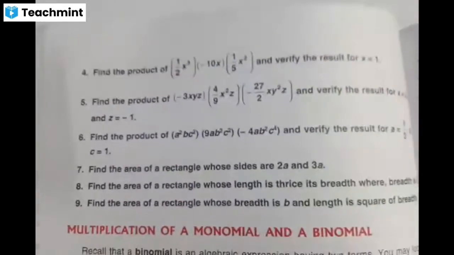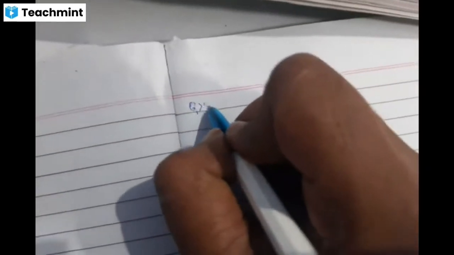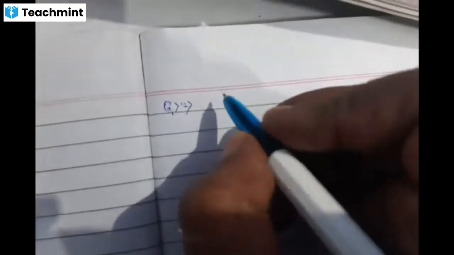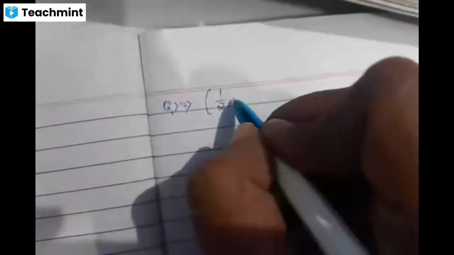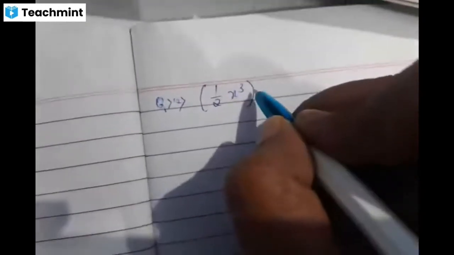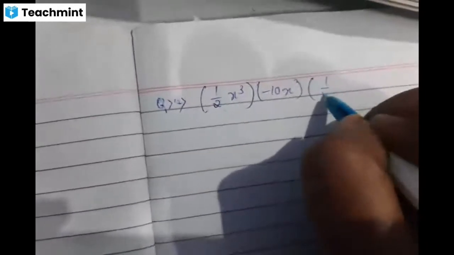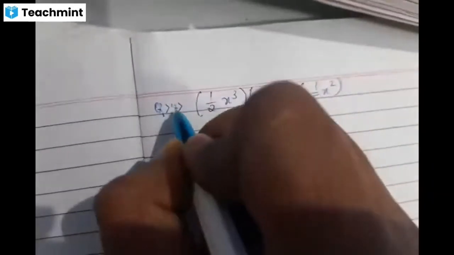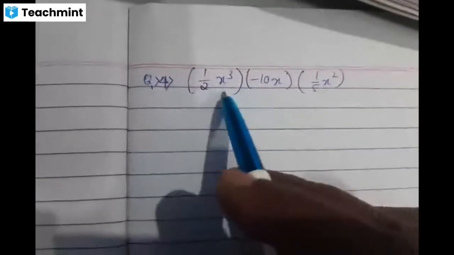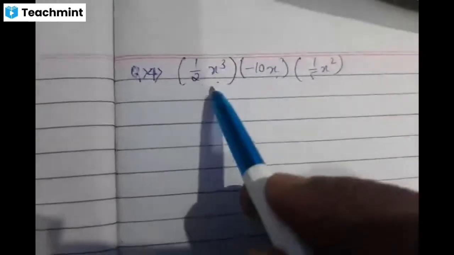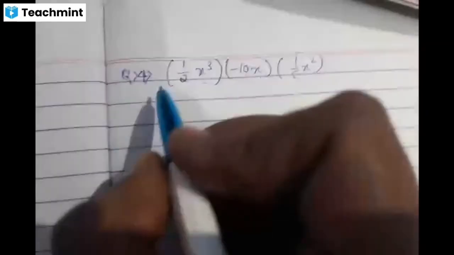Fourth question is, let me write here. Find the product of 1 by 2 x cube, minus 10x, 1 by 5 x square. This is question number 4, children. Here we have to multiply or find the product. We know how to multiply these monomials.